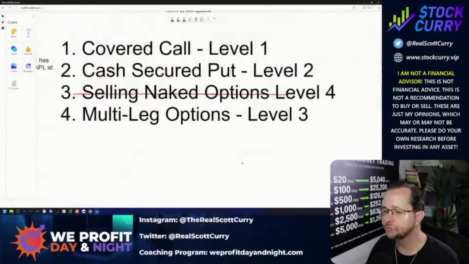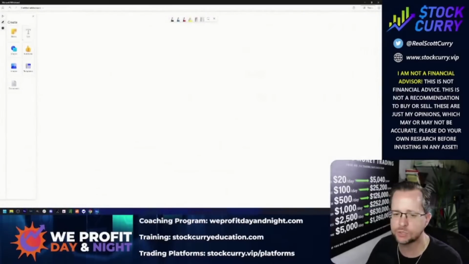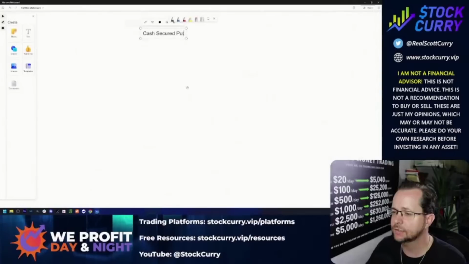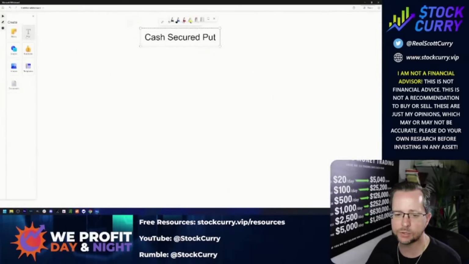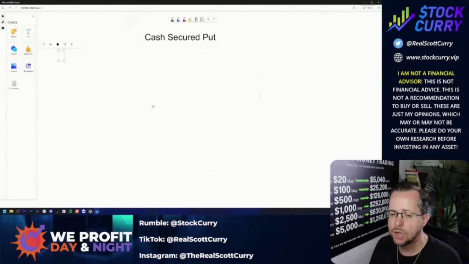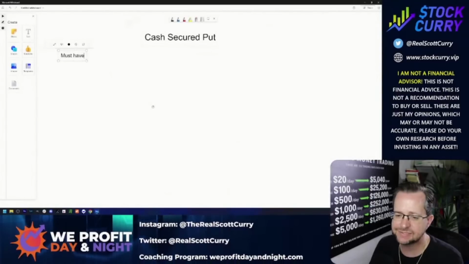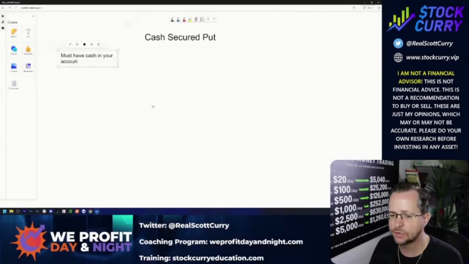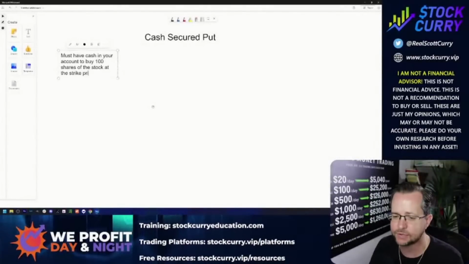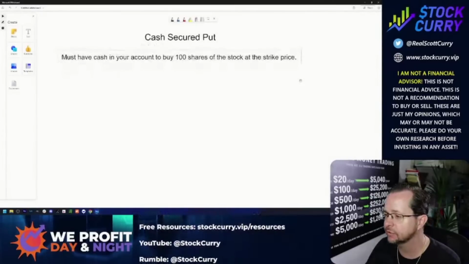Okay, let's move on. Level 2, cash secured put. How does a cash secured put work? Very simple. Here's how they work. You'll need level 2 options trading to do this, but it's pretty simple. All you've got to do on a cash secured put is you must have cash in your account to buy 100 shares of the stock at the strike price. That's the requirement to do a cash secured put.